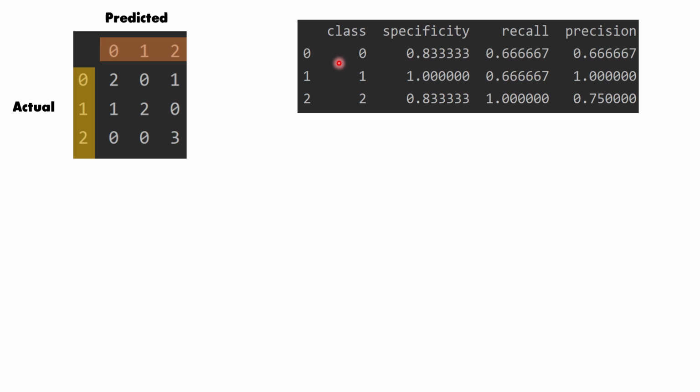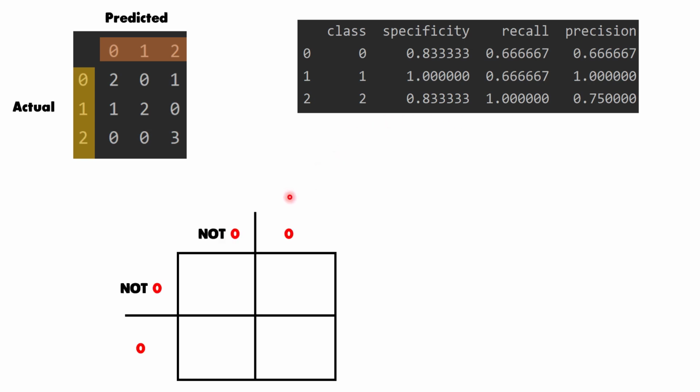So here we have 3 classes. As a matter of fact, we have 3 recalls, and we have 3 specificities, and we have 3 precisions, and etc. In order to explain this table, let's talk about, for example, class 0, and let's calculate a specificity, recall, and precision for class 0. For calculating all this stuff for class 0, we should build a confusion matrix like this.